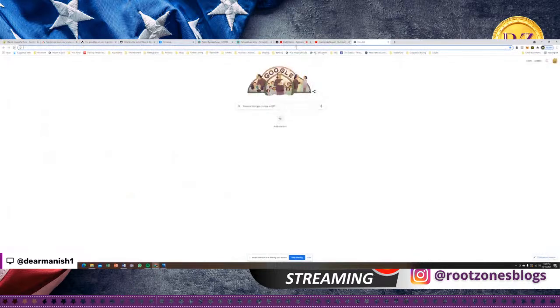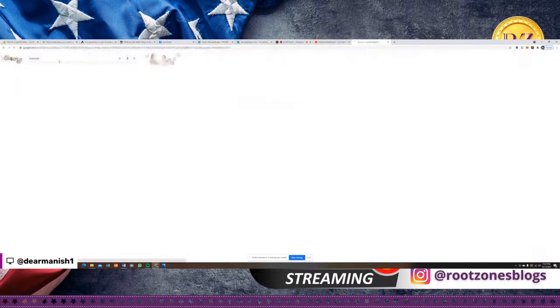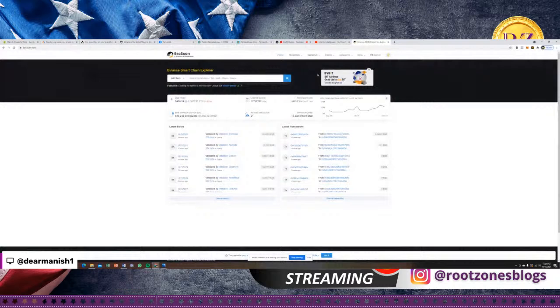If I go to BscScan, you will be able to find all Binance Smart Chain related tokens, wallets, transaction details, everything. You just need to have your token, name tag, website, or tag. You can also put in a transaction hash, and you can find out the entire blockchain address. If you put it in, you will be able to see all the information. Token information, if you put it in here, you'll be able to find the details.